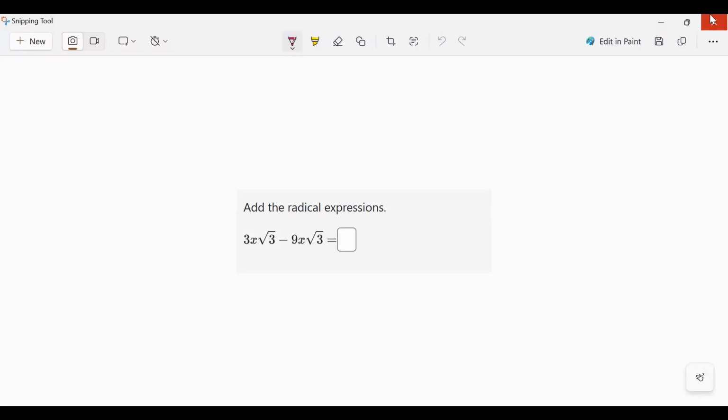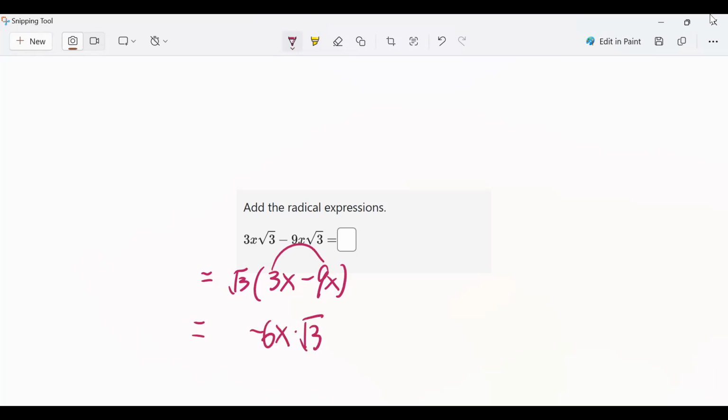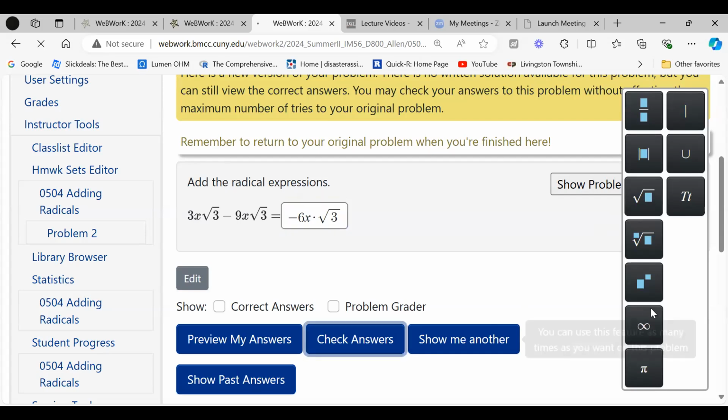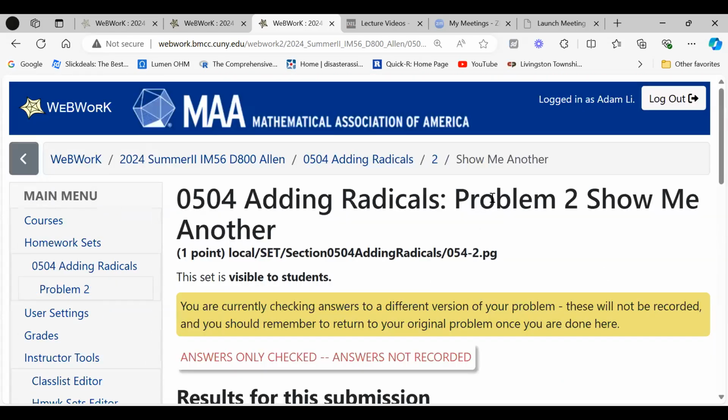Okay, let's go over the solution. So this one is subtraction. Again, we can factor out the radical 3. The first term 3x remains, the second term minus 9x remains. Simplify and combine, you get negative 6x times radical 3. The answer is minus 6x times square root of 3. Yep, that's good.